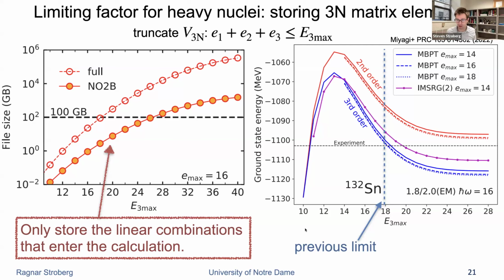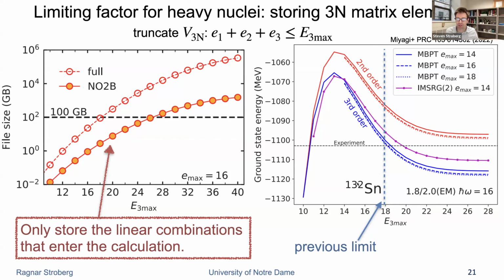And I don't want to talk about what this truncation is, but basically, as you go to the right, you're keeping more of the 3-body force, but the cost of storage goes up. And the previous limit was this vertical line. And basically, as you increase this truncation, you want to see convergence, meaning that you've stored enough that your answer is not changing anymore.